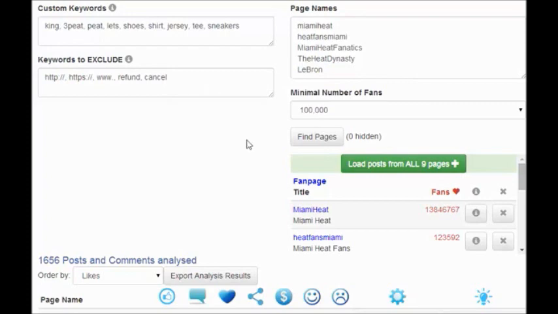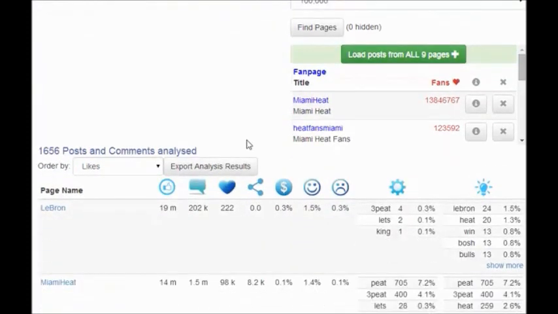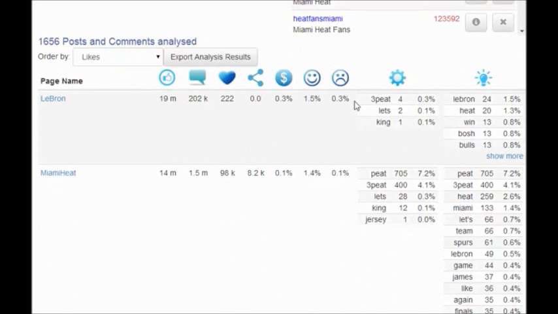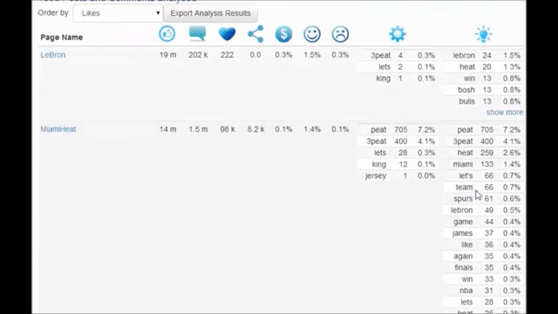Essentially what the tool does is go through all of these pages, look at all the posts and all the comments, and see how many times those words are used on the page. Then we can look at those percentages, which you can see on the far right here, and based on what we see for those percentages we can decide whether that particular fan page or interest is going to be a good fit for our product.